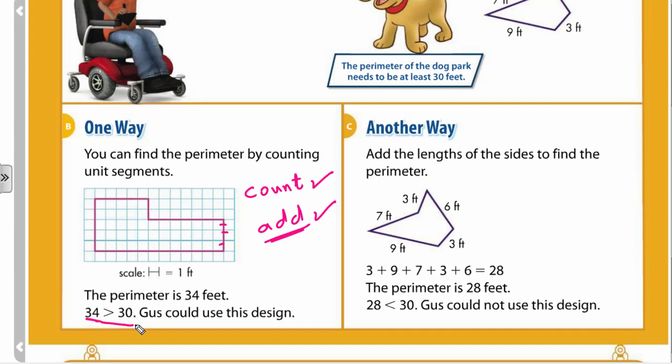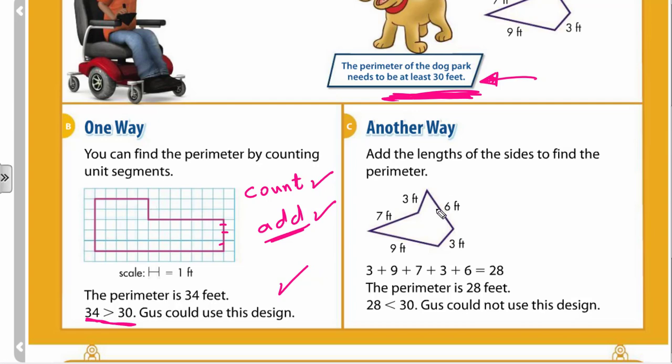And 34 is greater than 30. Remember, we needed at least 30. At least 30 feet. So this is greater than 30 feet. So this is okay. He can use it. He can use this design. So this design is okay. Okay, let's see the other one.